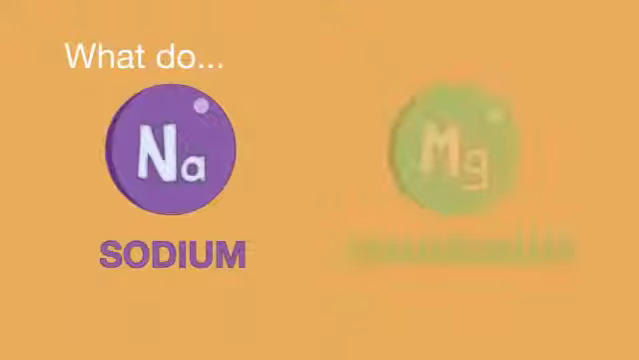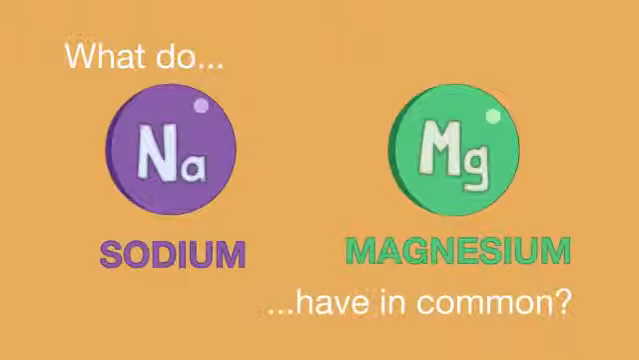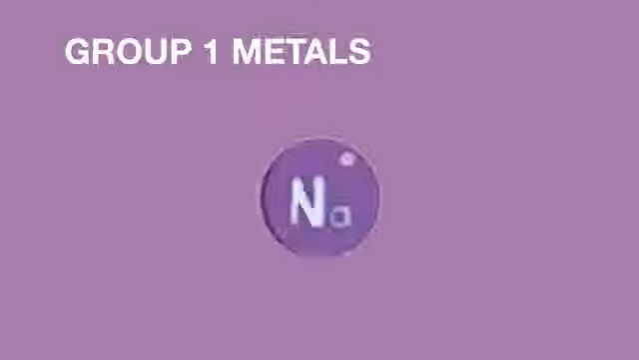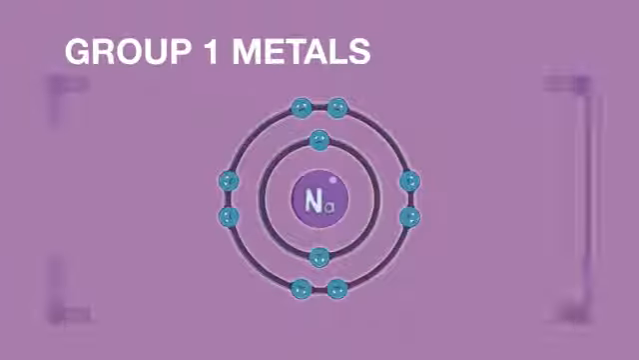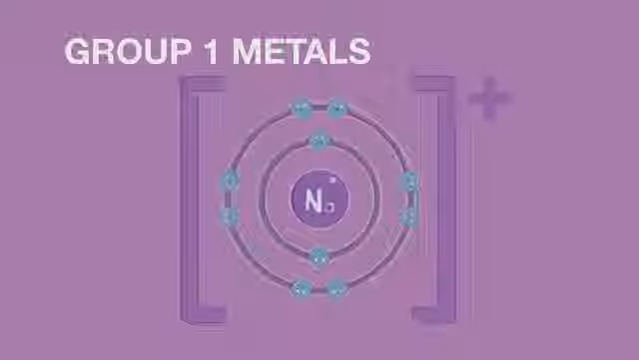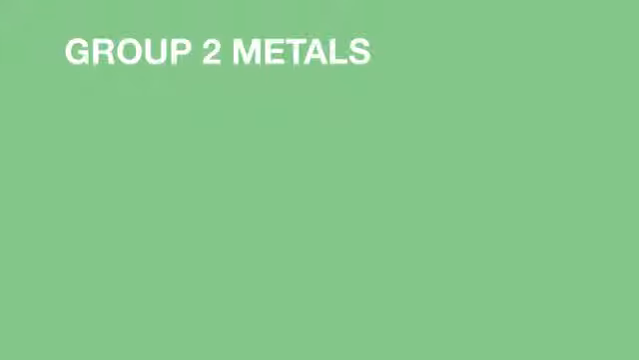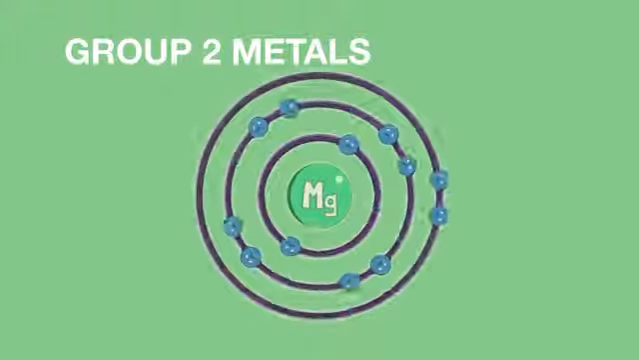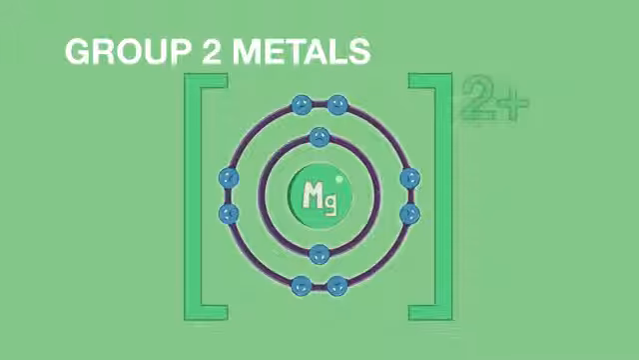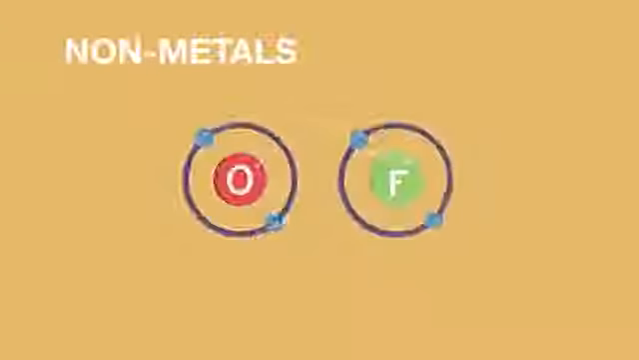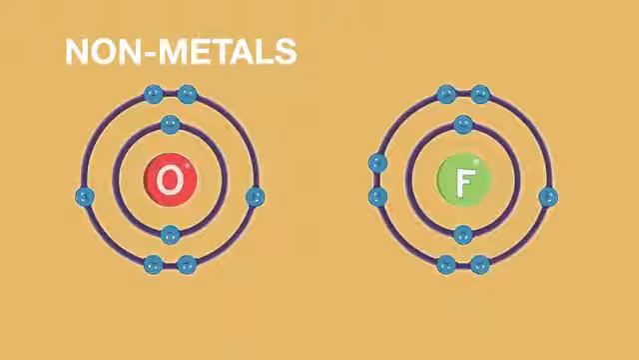What do sodium and magnesium have in common? They are both metals, and metals lose their valence electrons to form cations. Group 1 metals, such as sodium, have one valence electron, and they lose this electron to form ions with a +1 charge. Group 2 metals, such as magnesium, have 2 valence electrons, and they lose these electrons to form ions with a 2+ charge.